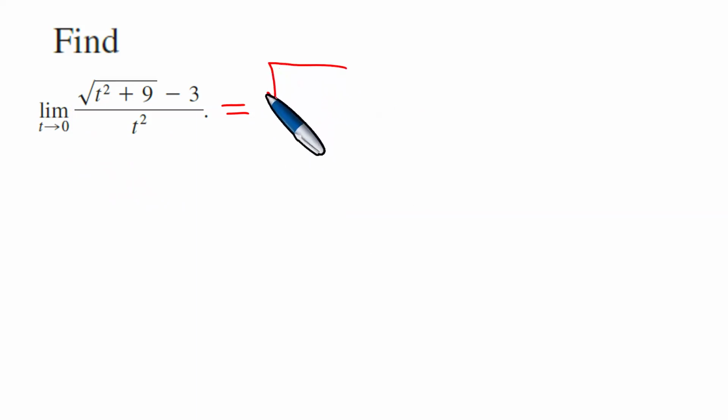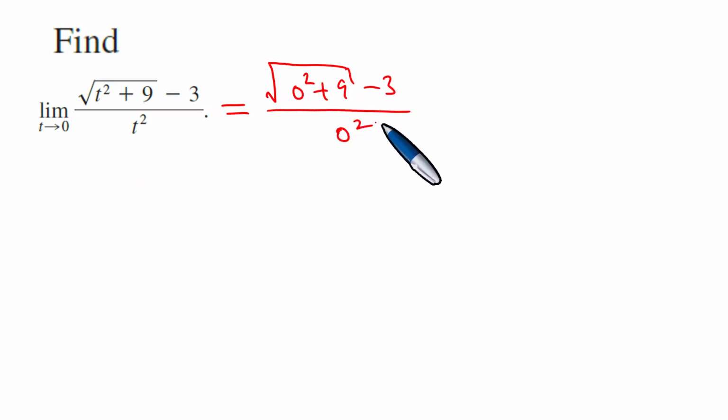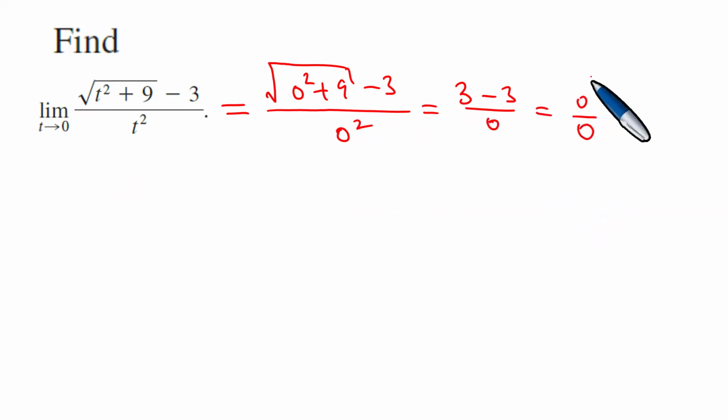If we substitute, we have the square root of 0 squared plus 9, minus 3, all divided by 0 squared. Now 0 squared plus 9 gives us 9. The square root of 9 is 3, minus 3 over 0, because 0 squared is 0, and this is 0 out of 0. So what is 0 out of 0? I'm just teasing you. I want to see what you know.